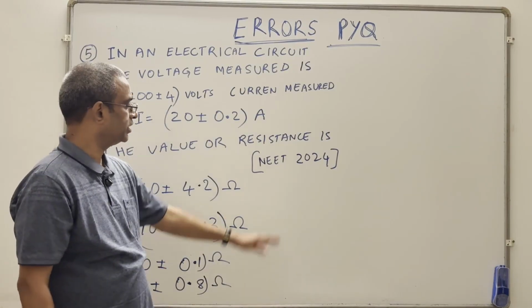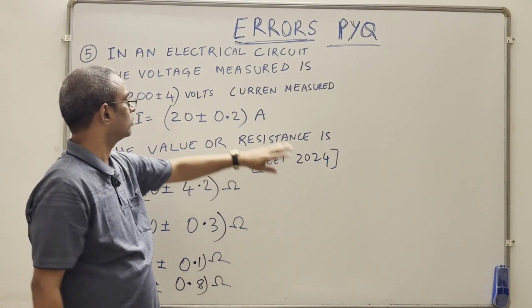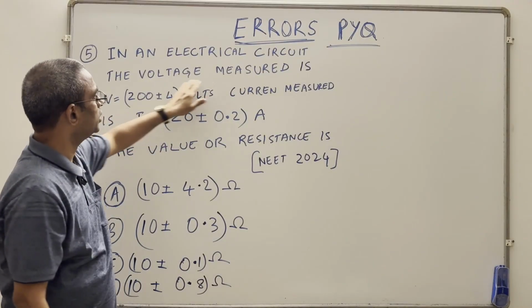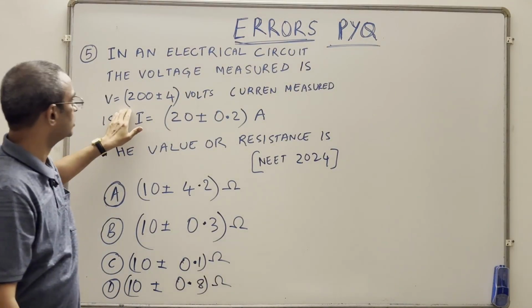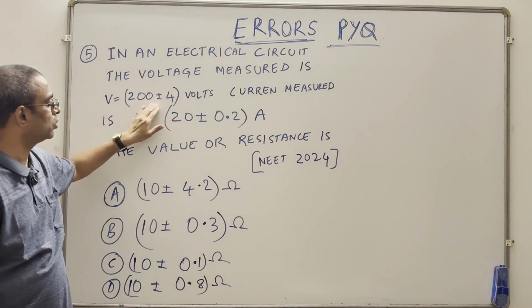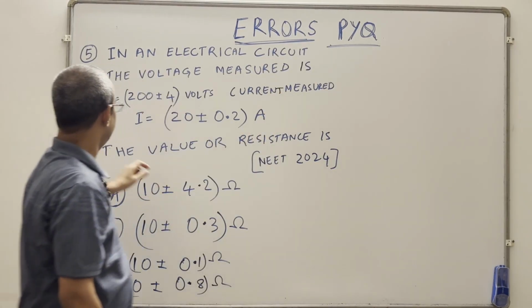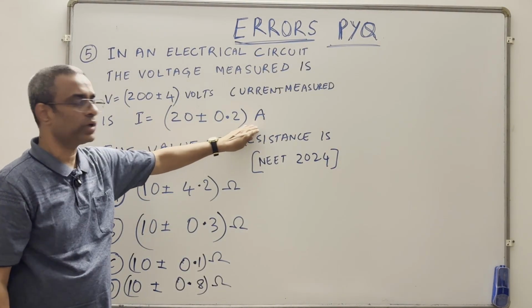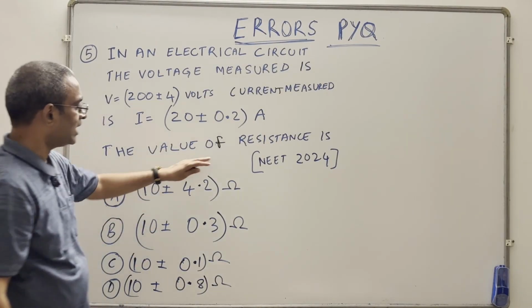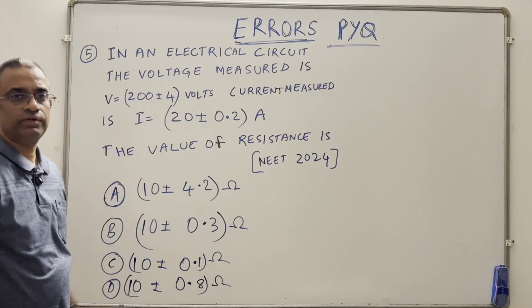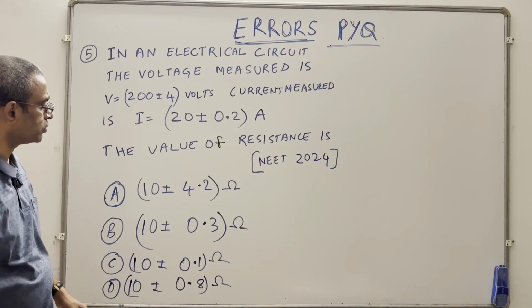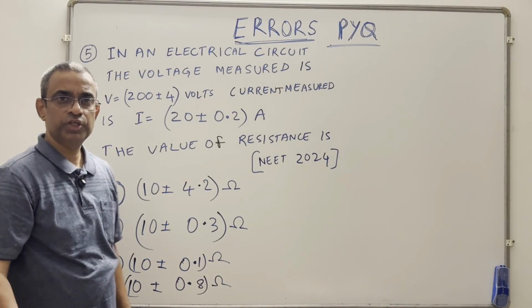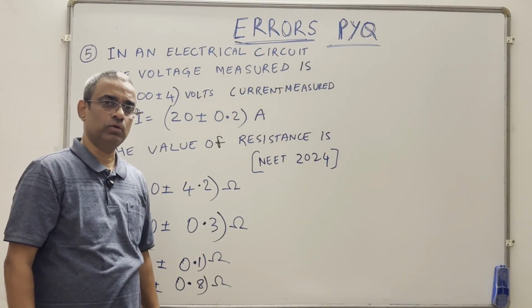Hello students. Here is a question from NEET 2024. In an electrical circuit, the voltage measured is V is equal to 200 plus or minus 4 volts, and the current measured is I is equal to 20 plus or minus 0.2 amperes, and the value of resistance is... these are the given options, and they want us to find out what is the value of resistance. Please pause the video and try it on your own.